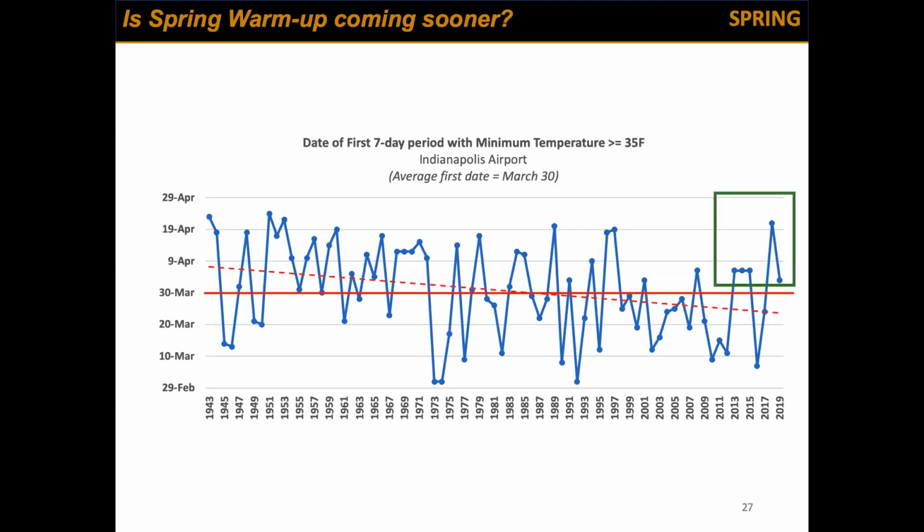But note, of the most recent 7 years, 5 of them had the first 7-day warm period occur after the 76-year average. So again, variability is important to realize. Just because trends may indicate a general change in climate when considered over longer periods of time, the variability within that period of time can show contradictions to that trend that can make realizing the trend exists difficult.